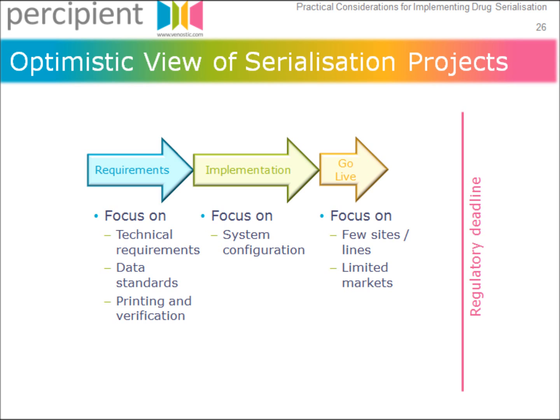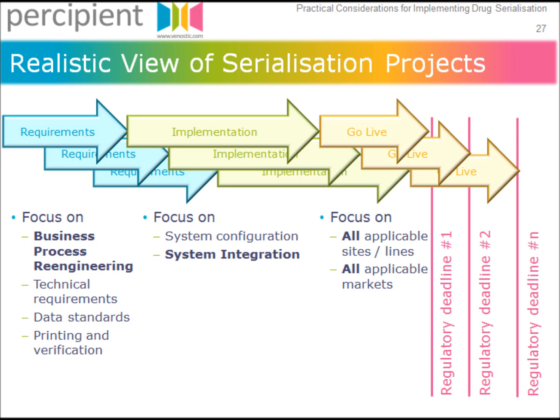So the optimistic view coming out of serialization projects from these pilots was very much the requirements focus on some of the technical requirements, the data standards, the ability to print and verify serials, obviously set up the configuration of the systems, your serial management system, your packaging line, with a limited number of packaging lines and markets. But a more realistic view is that we have to look at the re-engineering of our business processes to use serial numbers. That has to be a key part of capturing the requirements. As we'll see, that's very complex.